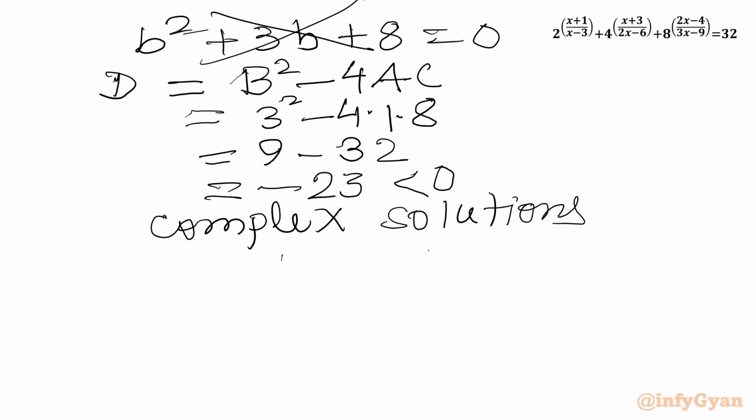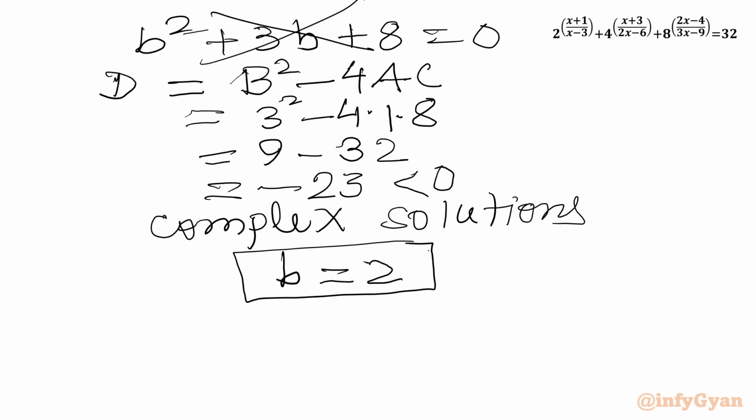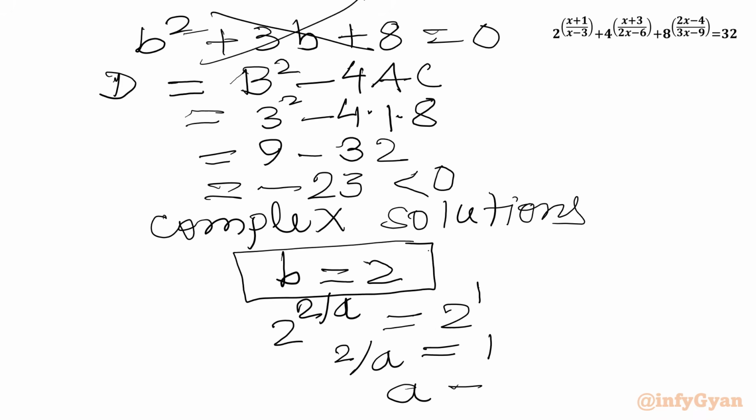So the accepted B would be our base solution, B equal to 2. B was our substitution, 2 power 2 over A equal to 2. We have the same base, so our exponents must be equal to each other. So 2 over A will become 1. By multiplying A on both sides, we get A equal to 2. So we have A equal to 2.